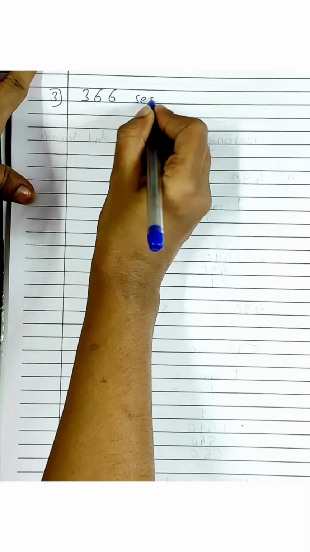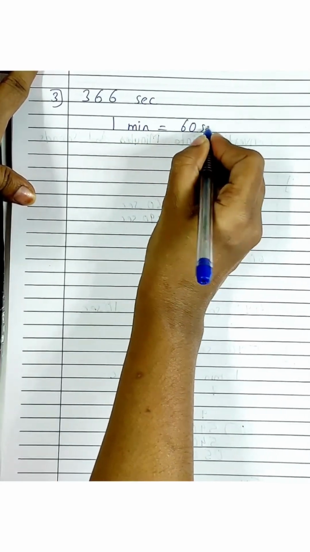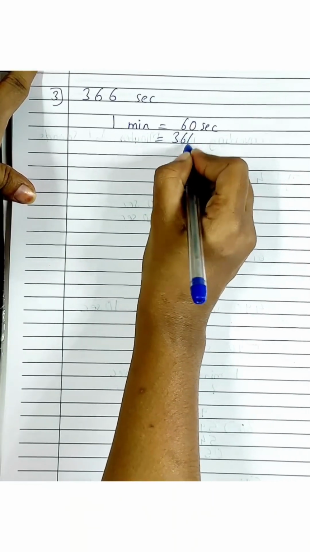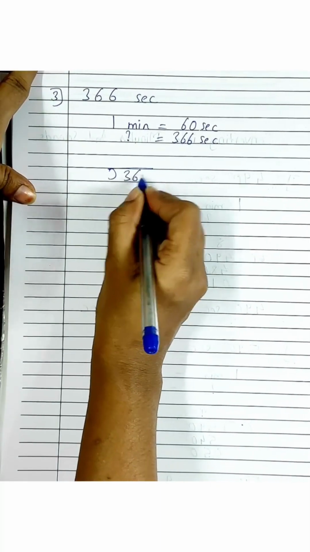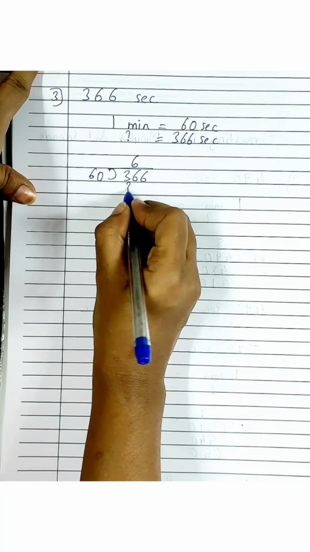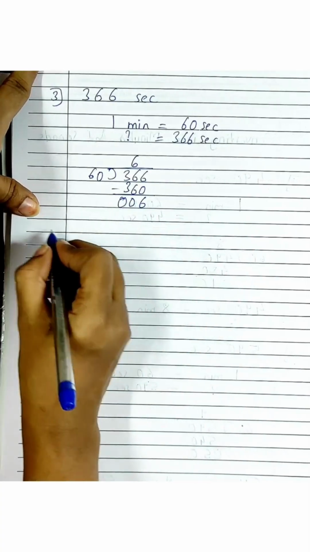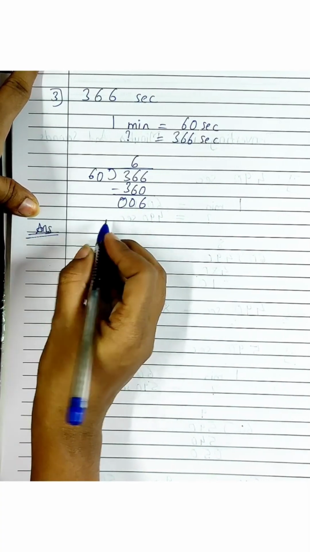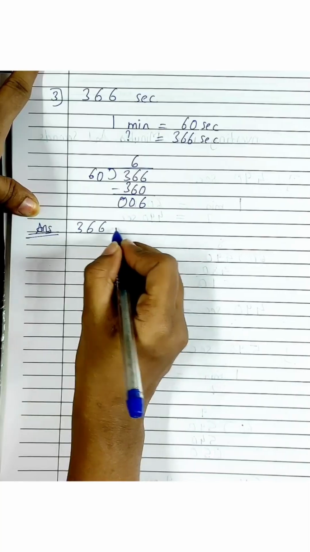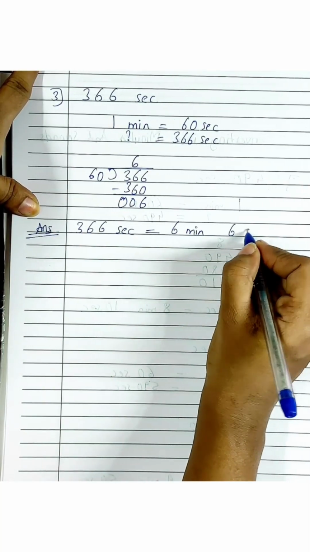Third example, 366 seconds. Again, we know that in 1 minute there are 60 seconds. So in 366 seconds, how many minutes are there? Simply divide 366 by 60. So 60 6s are 360. So what is the remainder? 6. So how will you represent your answer? In 366 seconds, there are 6 minutes and 6 seconds.